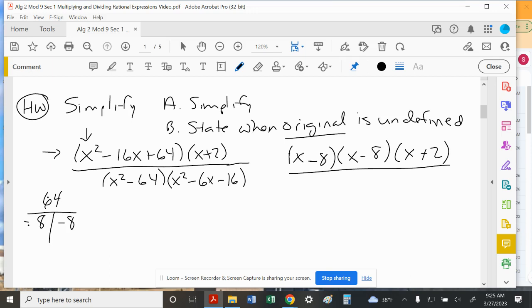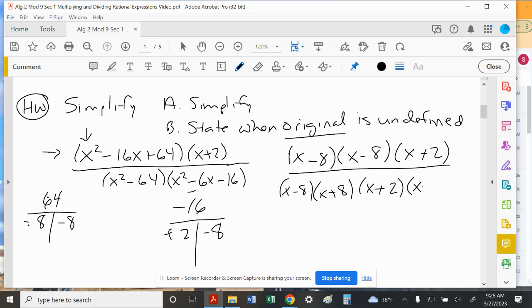Now, x squared minus 64 is actually a difference of squares, so it is x minus 8 times x plus 8 because the middle term disappears. And then on this last one, we have negative 16, and we can figure out what values multiply to negative 16. So that means one has to be positive, one has to be negative. This tells me the larger one has to be negative. And so they have to add up to negative 6. So if we have 2 and 8, 2 times 8 is 16, and 2 minus 8 is negative 6 in that particular case. So therefore, it's going to be x plus 2 and x minus 8.